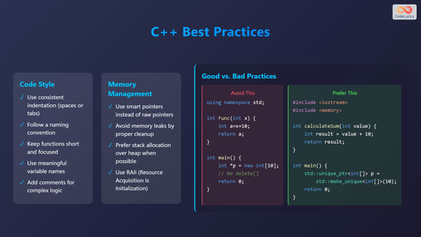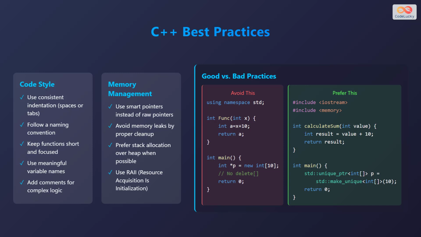And here are some guidelines for memory management. Use smart pointers instead of raw pointers to manage memory automatically. Avoid memory leaks by ensuring proper cleanup of dynamically allocated memory. Prefer stack allocation over heap allocation when possible for better performance. Use RAII, that is, resource acquisition is initialization, to manage resources such as memory and file handles.